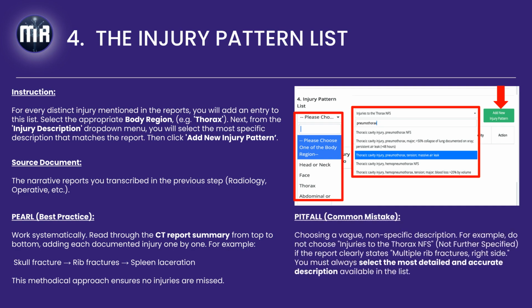The most critical pitfall to avoid is choosing a vague, non-specific description. For example, do not choose injuries to the thorax NFS, which stands for not further specified. If the report clearly states multiple rib fractures, right side, you must always select the most detailed and accurate description available in the list.